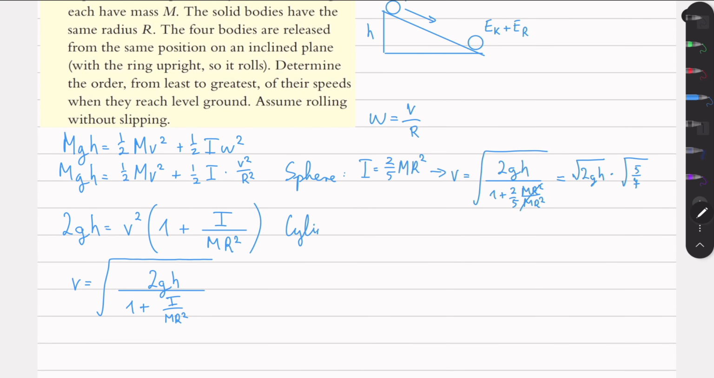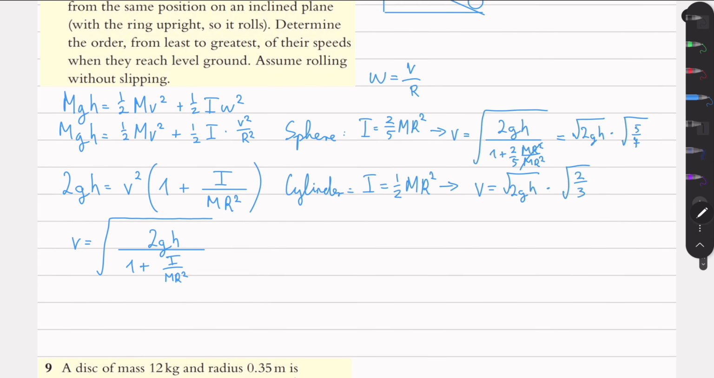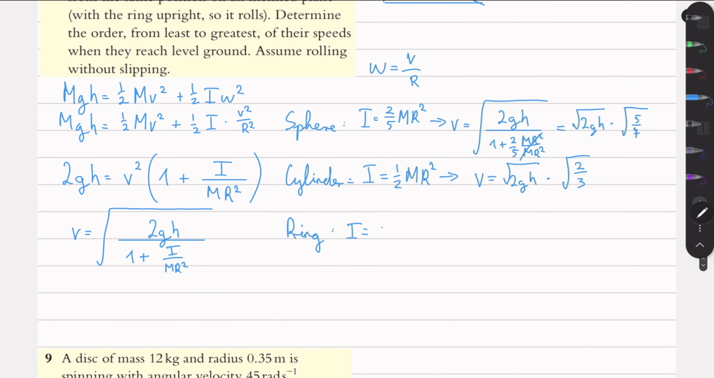So for a cylinder, we know that I is equal to 1/2 mr squared. So we do the same little algebra, we just plug it in here and simplify. We will find that the speed is root 2gh times root 2/3. And for a ring, we will have the moment of inertia simply being mr squared. So from this we find that the speed is equal to root 2gh times root 1/2.